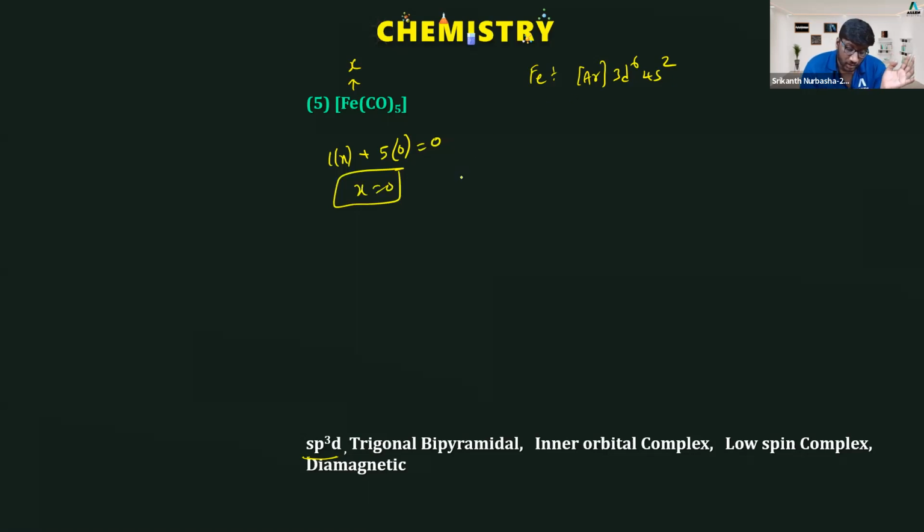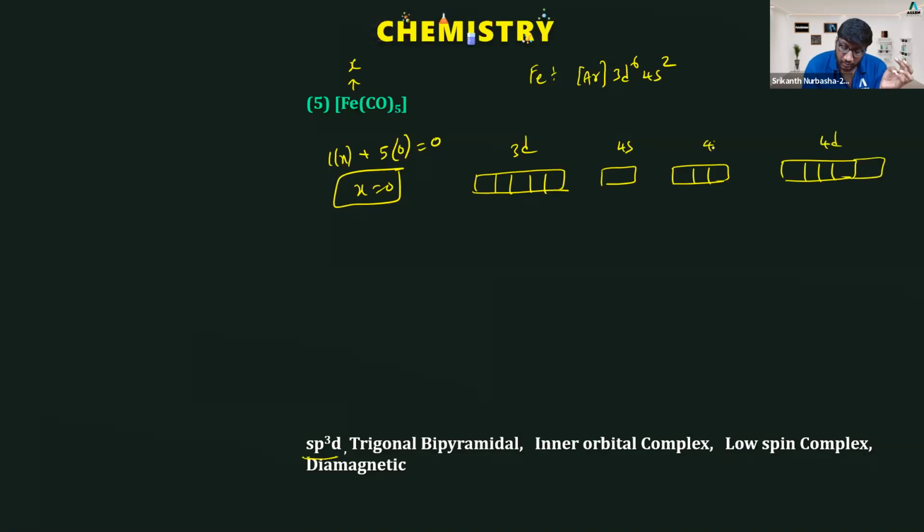So argon, then you have 3d, then you have 4s, then you have 4p, and then you have 4d. Write down the 3d6 electronic configuration: 1, 2, 3, 4, 5, 6. This is a scenario of Fe, and you also have 2 electrons in the 4s. Because it is not Fe2+ ion, it is Fe only. In Fe(CO)5, we have iron in the 0 oxidation state, so we have electrons in the 4s.